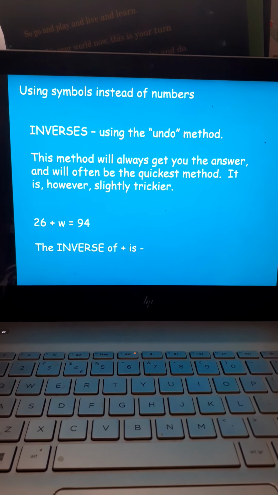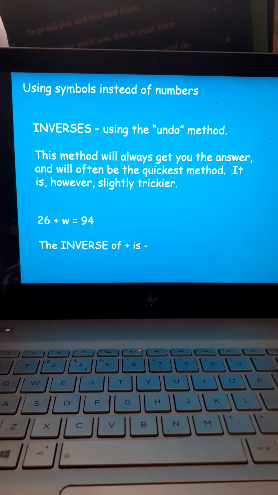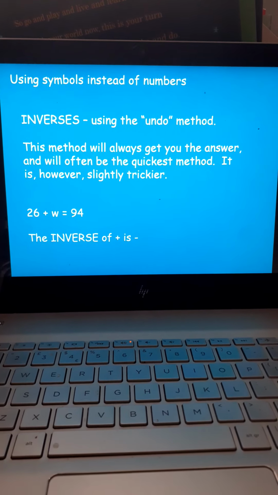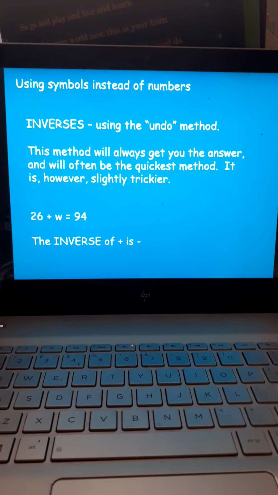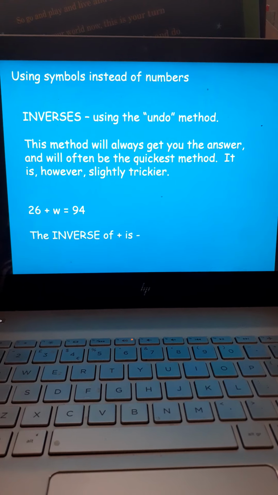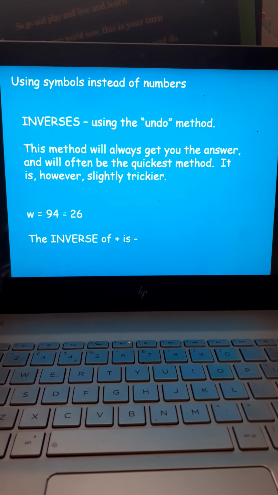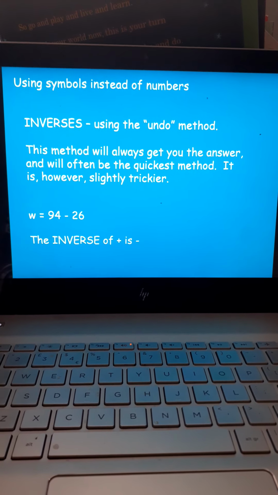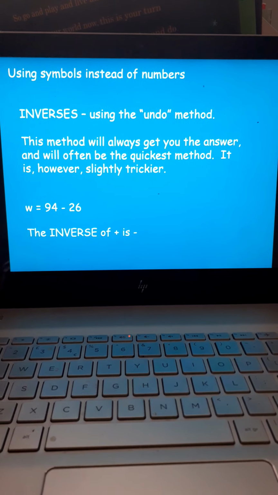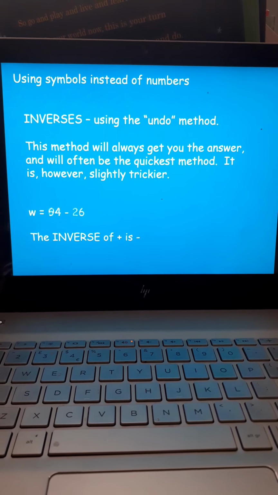Not bad. I personally prefer this one. This is doing the opposite of what the calculation is. So I've got 26 plus W is 94. That's addition. The inverse of addition is subtraction. So you take those numbers and you rearrange them to make a subtraction calculation. And now if you do 94 take away 26 using column subtraction or in your head, you will get the value of W.